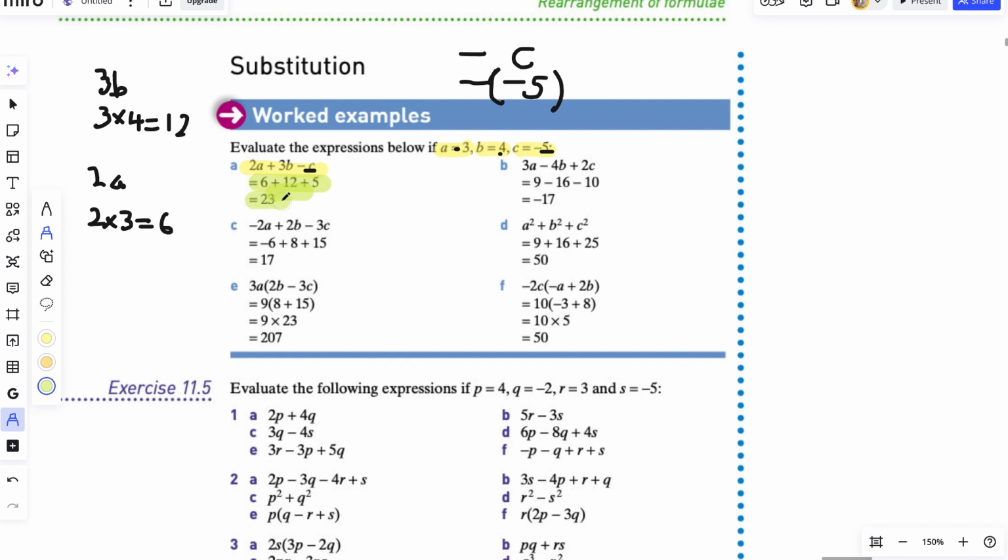So for substitution, it's pretty easy. It's just to put the number. We're not going to write again. I'm only going to show you, so you pay attention to it. Now we do this one. 3a means 3 times, A is 3. 3 times 3, we get 9. That's how we got 9 here.